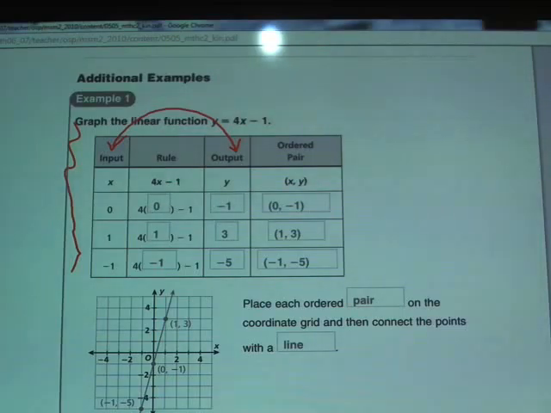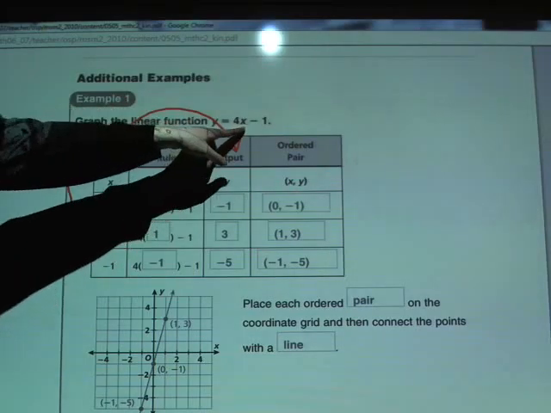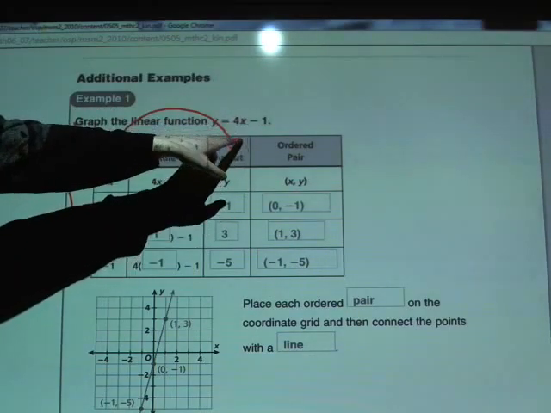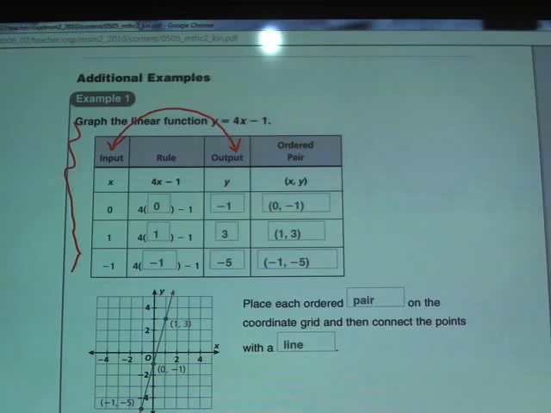I'll give you a hint. If x doesn't have an exponent on it, chances are it's going to be the graph of a line. If x has an exponent on it, if it's x squared, x cubed, x to the fourth, chances are it's not going to end up being a line.